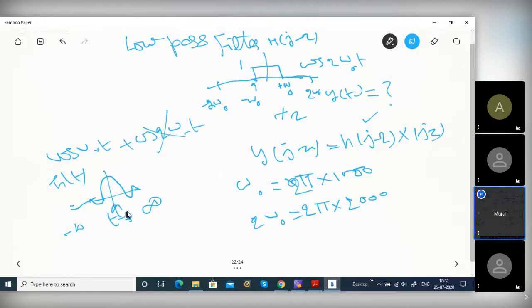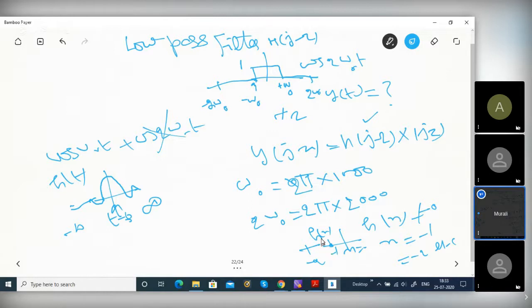One requirement I forgot to mention: if it is a causal system, the impulse response must be 0 for n equal to -1, -2, etc. H of n should be 0 there; the impulse response must be present only for n equal to 0 or greater. Think about why this is required. If h of n is not 0 at n equal to -1, -2, etc., then it cannot be causal.